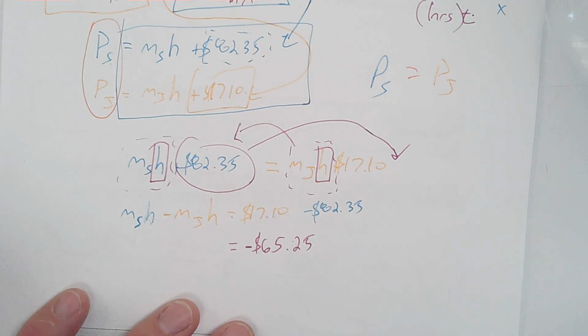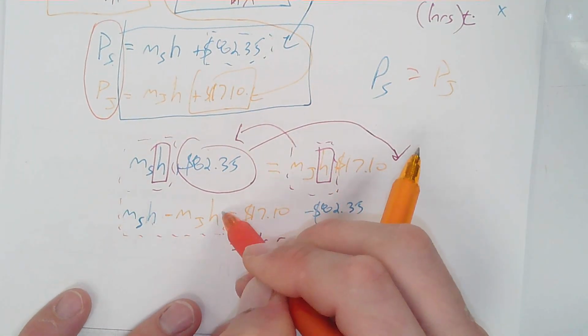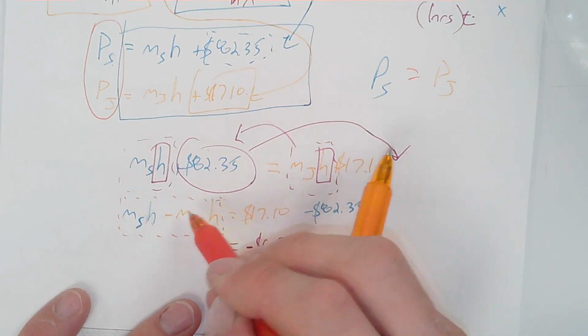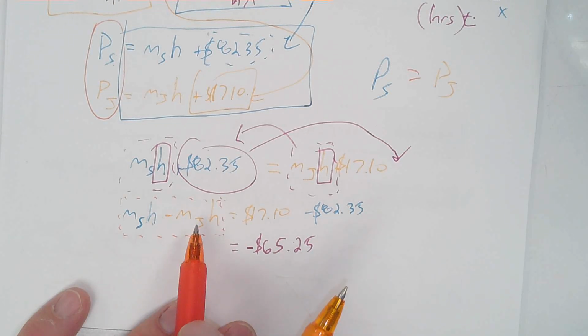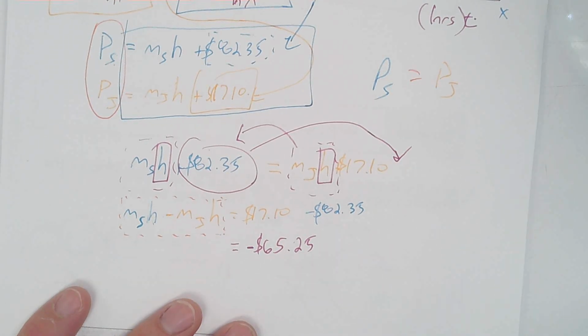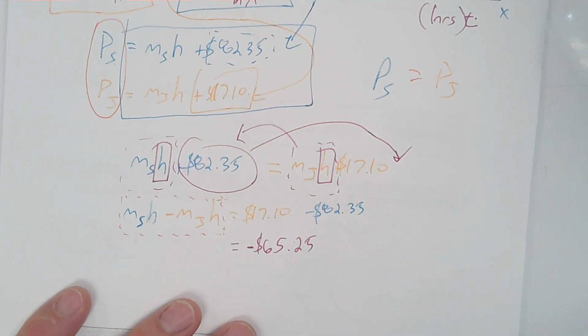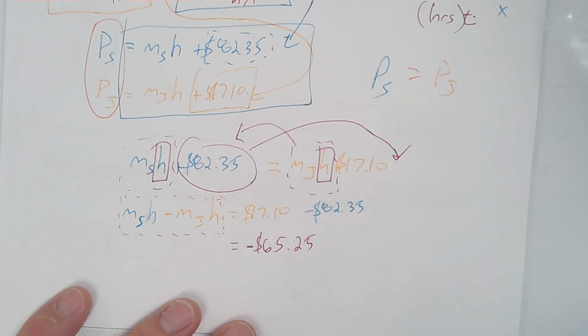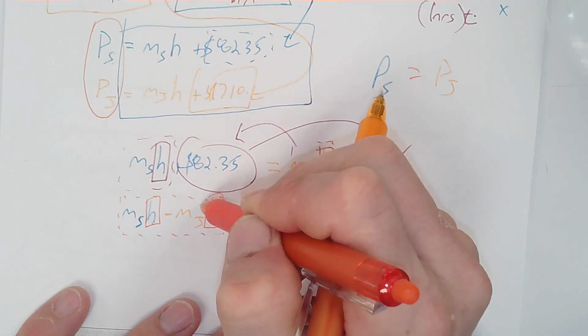So here I have to do this thing that we really haven't gone over too much yet. But how would I get this? What is the same thing in each one of these terms? The H. The slopes are different, but the hours are the same. So I can factor out that H. It's like reverse distribution.